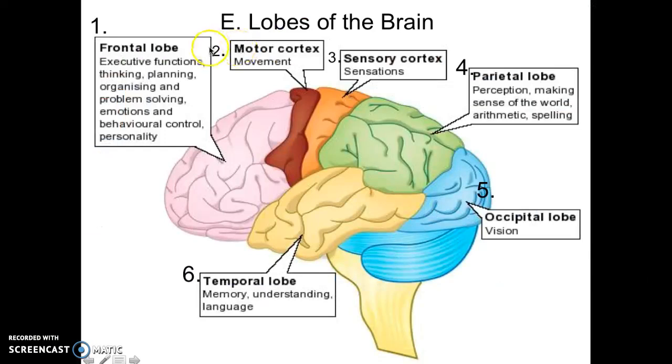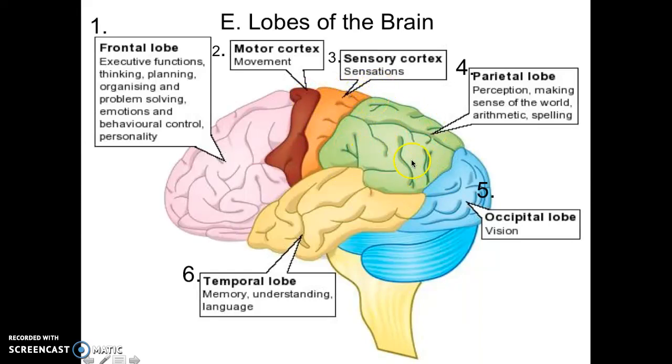So the lobes of the brain, you need to know where they are, not just the location, but also its function. Just so you know, 1, 2, and 3 are all part of the frontal lobe. Most of what your frontal lobe does is thinking, planning, problem solving, and your emotions, but a big part of that too is movement. When we're talking about all the muscle contraction, a lot of it will come originally from the motor cortex. Then you have the sensory cortex, those are your sensations, so all your sensory receptors.